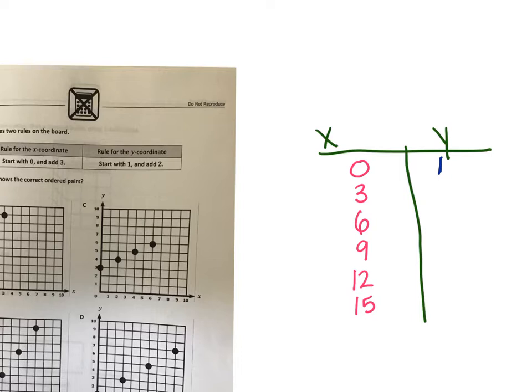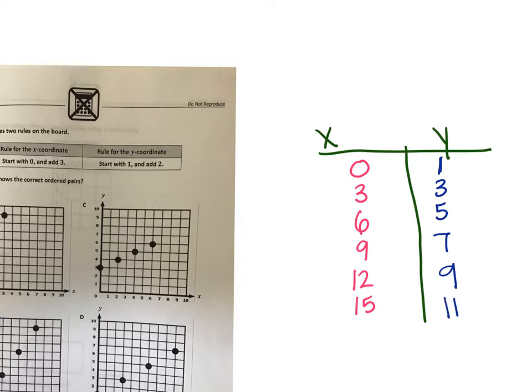Now, my rule says start with 1 and add 2. So I'm going to say 2 plus 1. What's 2 plus 1? 3. Easy, right? 3 plus 2 is 5. 5 plus 2 is 7. 7 plus 2 is 9. 9 plus 2 is 11.